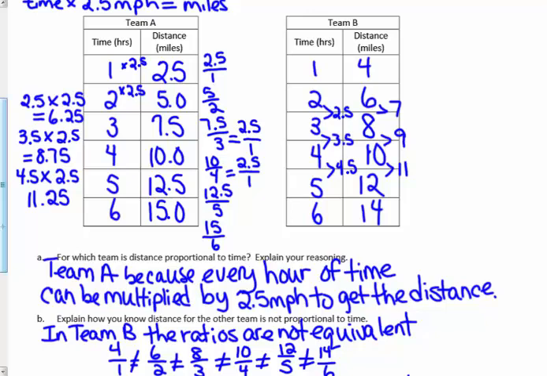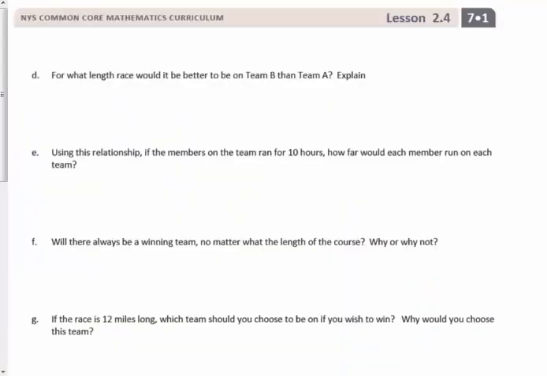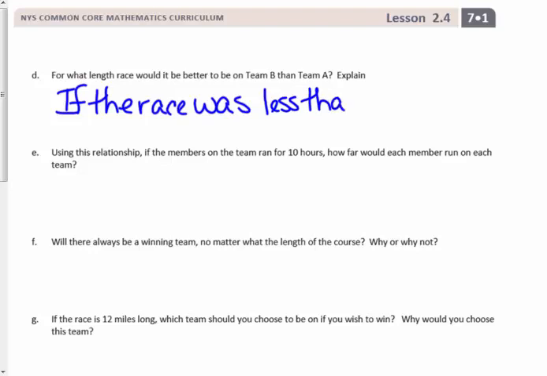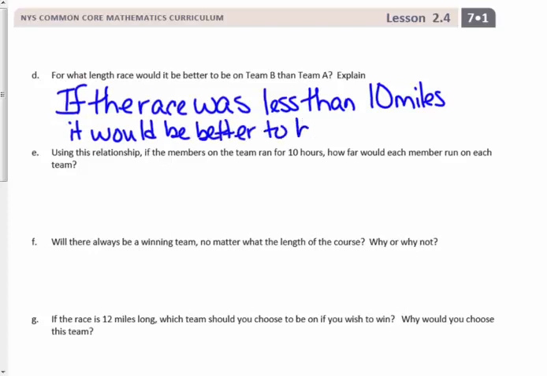So if the race is less than 10 miles, not equal to 10 miles, it would be better to be on Team B, because those are exactly the same: 4 hours, 10 miles.